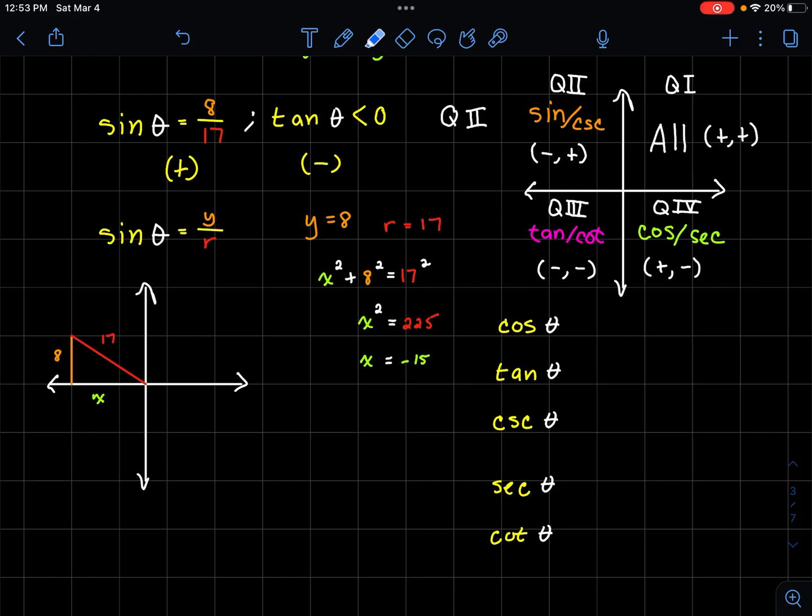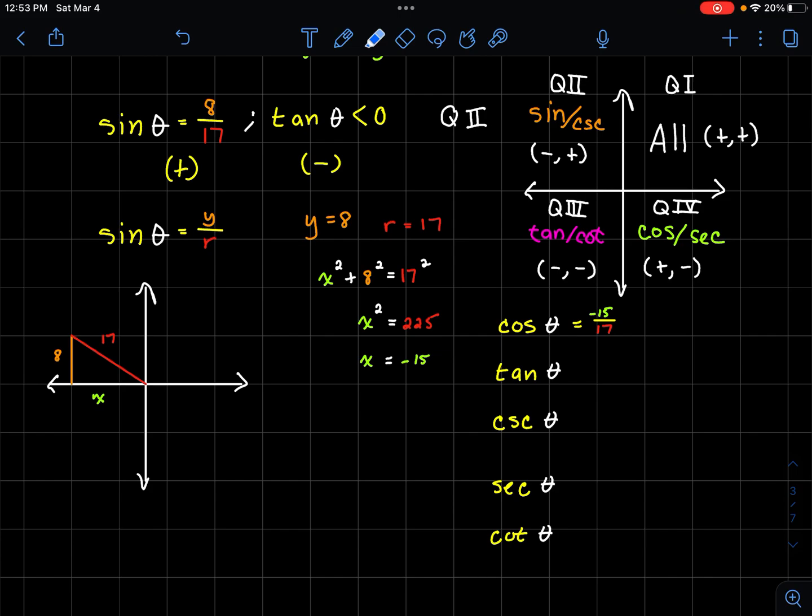We know our x value, we know our y value, and we know our r value. Let's plug in our ratios that we have. So cosine, we know as x over r. We'll put the negative 15 over 17. Doesn't simplify anymore, so we're done with cosine.